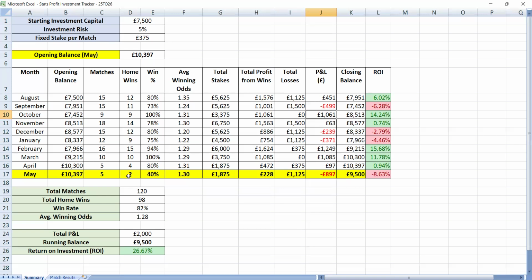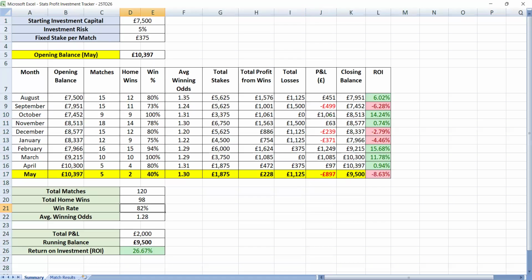All right. And this is why strike rate alone doesn't tell the whole story. Because even though May only produced 2 winners from 5, the overall model continues to maintain an 82% win rate across the whole football season. Now, 1 month does not define a strategy. What matters is whether the underlying process continues to identify value opportunities, and that's exactly what we'll continue to track publicly on this channel.